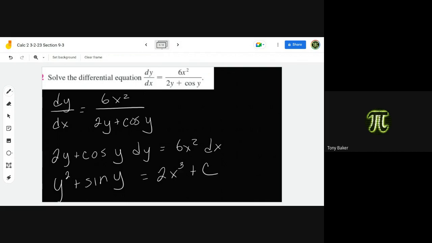Now, this one. Yes, so we take the integral of both sides. Because the goal is to get rid of the dy and the dx. To do that, we've got to do the integral. Because the integral and the dy cancels out, the integral and the dx cancels out.